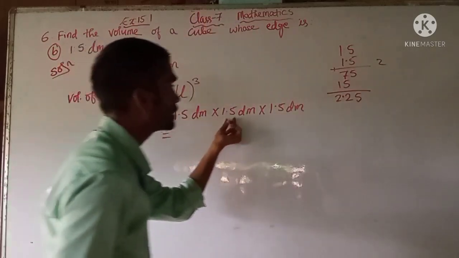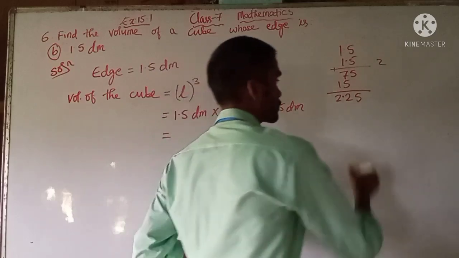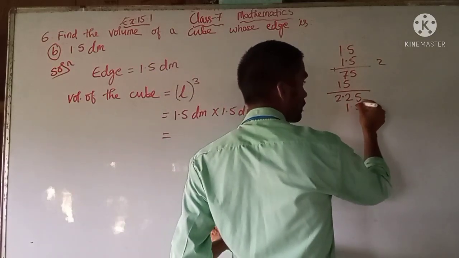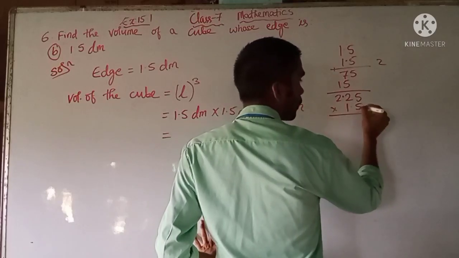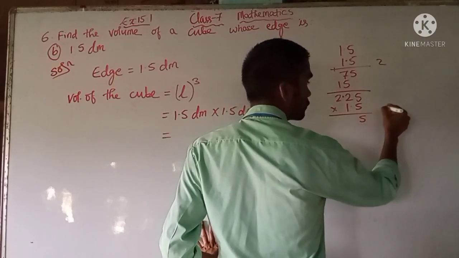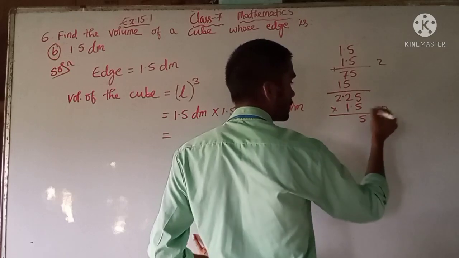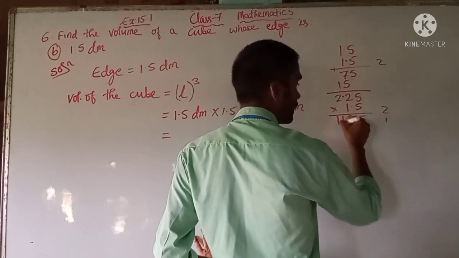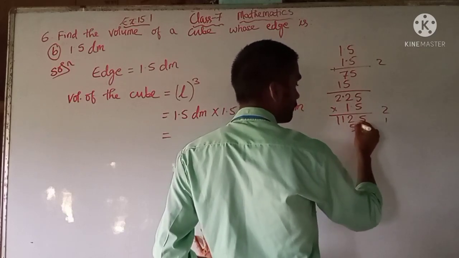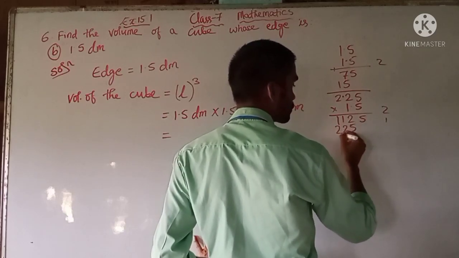Now again we need to multiply it with 1.5. So let us multiply again. 5 into 5, 25, 2 in hand, 5 2 is 10, plus 2, 12, 1 in hand, 5 2 is 10, plus 1, 11. 1 into 5, 5, 1 into 2, 2, 1 into 2, 2.